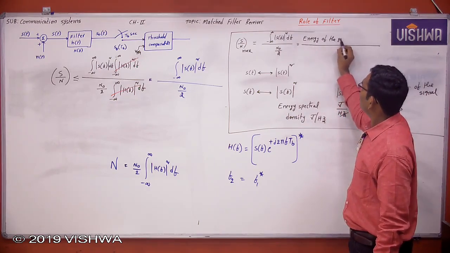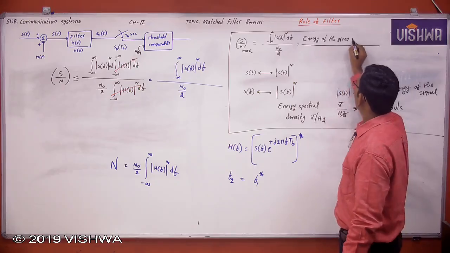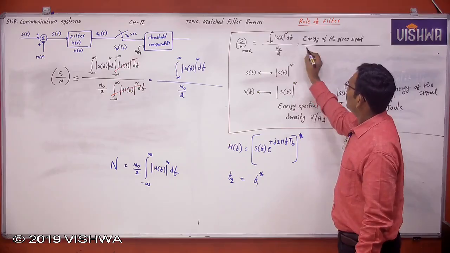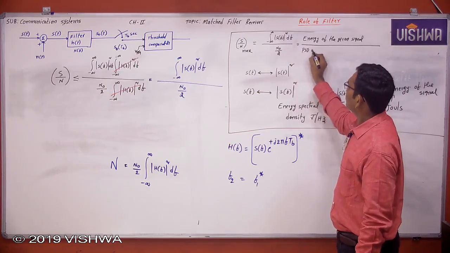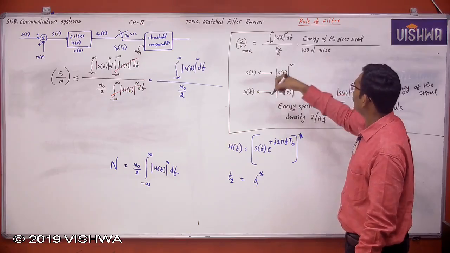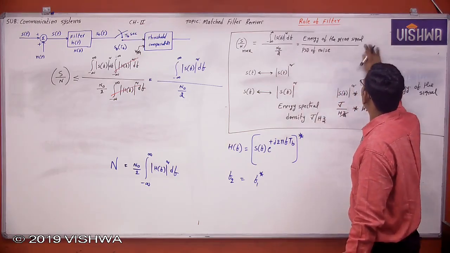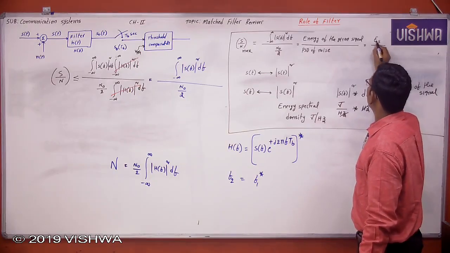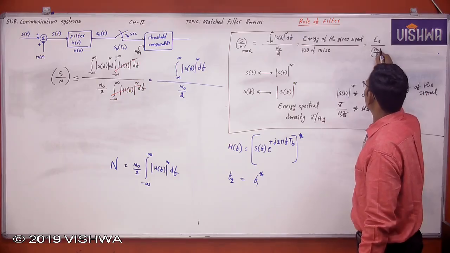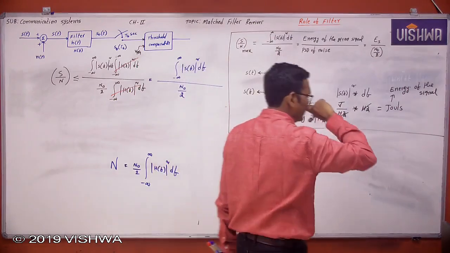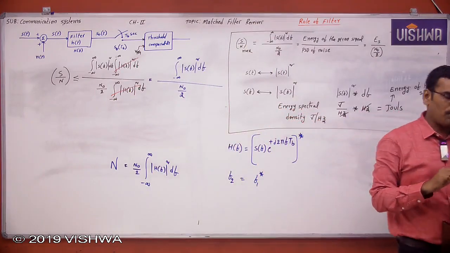The energy of the given signal divided by the power spectral density of the thermal noise at the input of the filter, or everything will be the same. So can I write it like this? This is the energy of the signal Es divided by the noise power spectral density of thermal noise. This is the maximum signal to noise ratio, at the output of the filter.